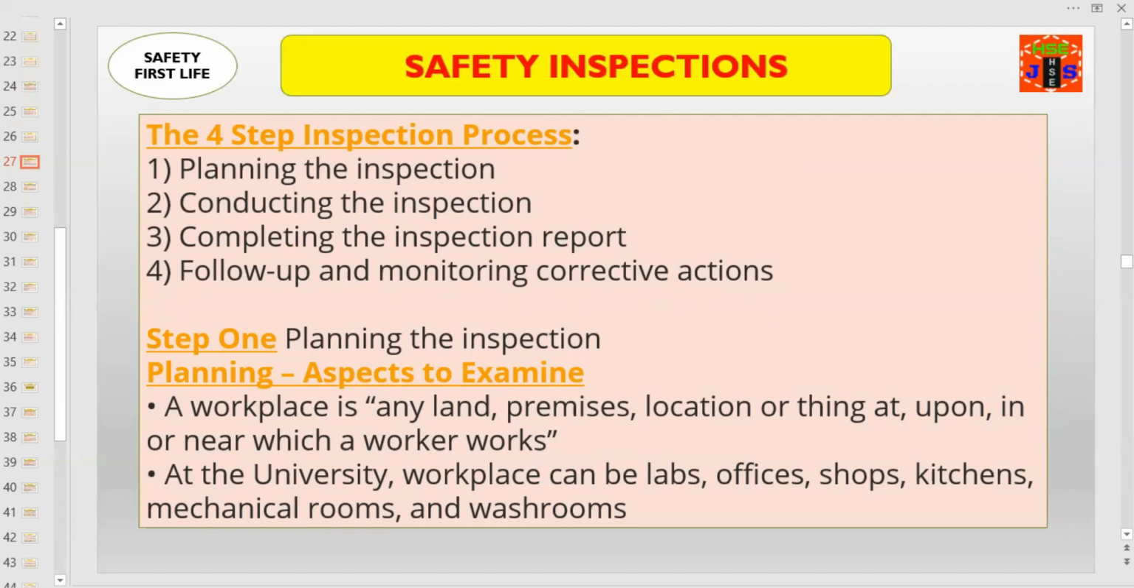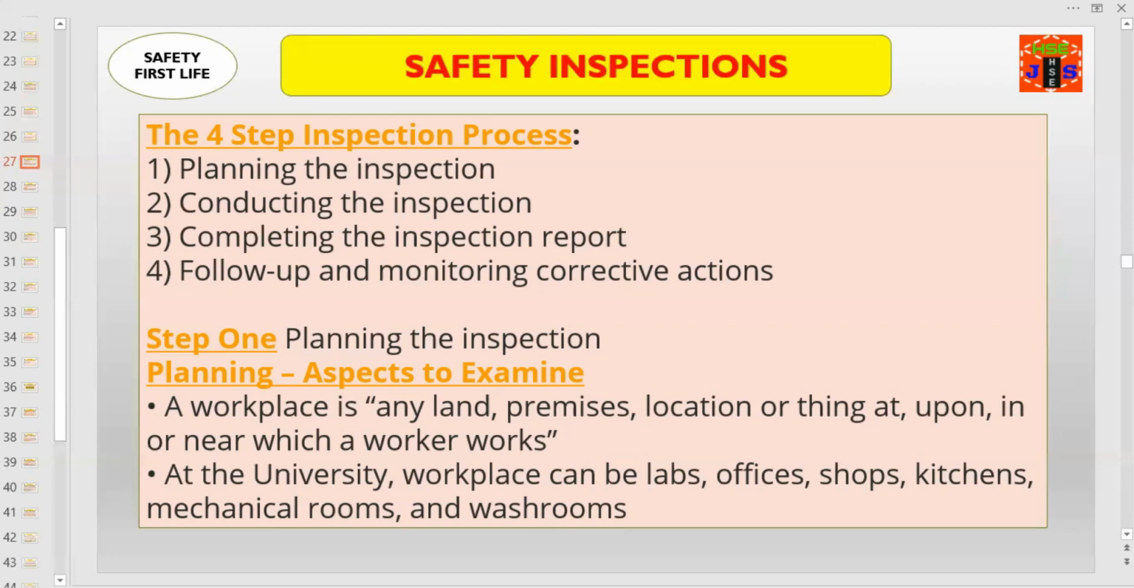Step number one, planning the inspection. Step number two, conducting the inspection. Step number three, completing the inspection report. And step number four, follow up and monitoring of corrective actions. We'll discuss each step one by one, but we'll start with step number one, planning the inspection. In the planning stage, we'll consider the aspects to examine.